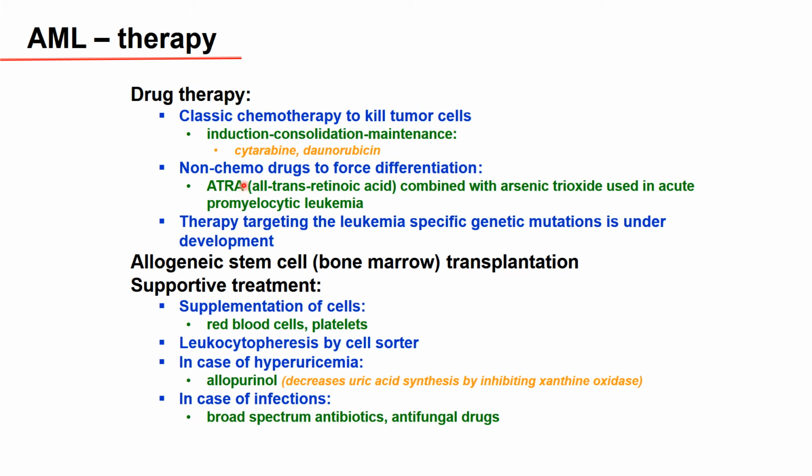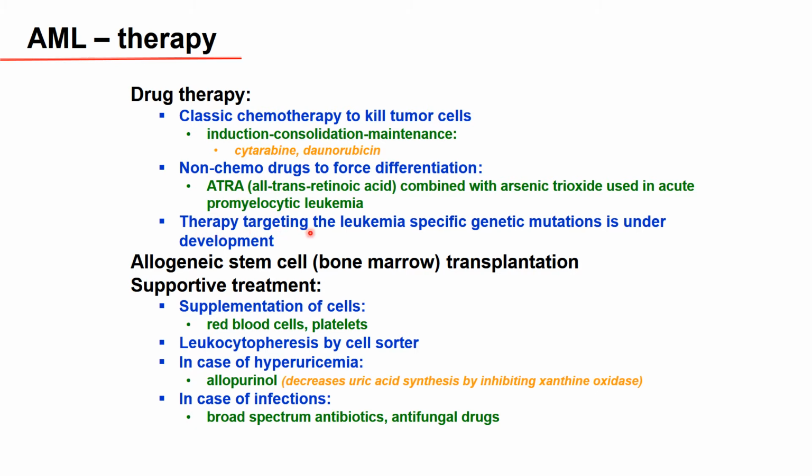For example, in promyelocytic leukemia, we're using ATRA, all-trans-retinoic acid, combined with arsenic trioxide, used for acute promyelocytic leukemia. Please don't use carrot juice, okay? Because carrot juice contains all-trans-retinoic acid, but a very small amount. You have to have a much higher dose, and usually this chemotherapy is used parenterally, not orally.